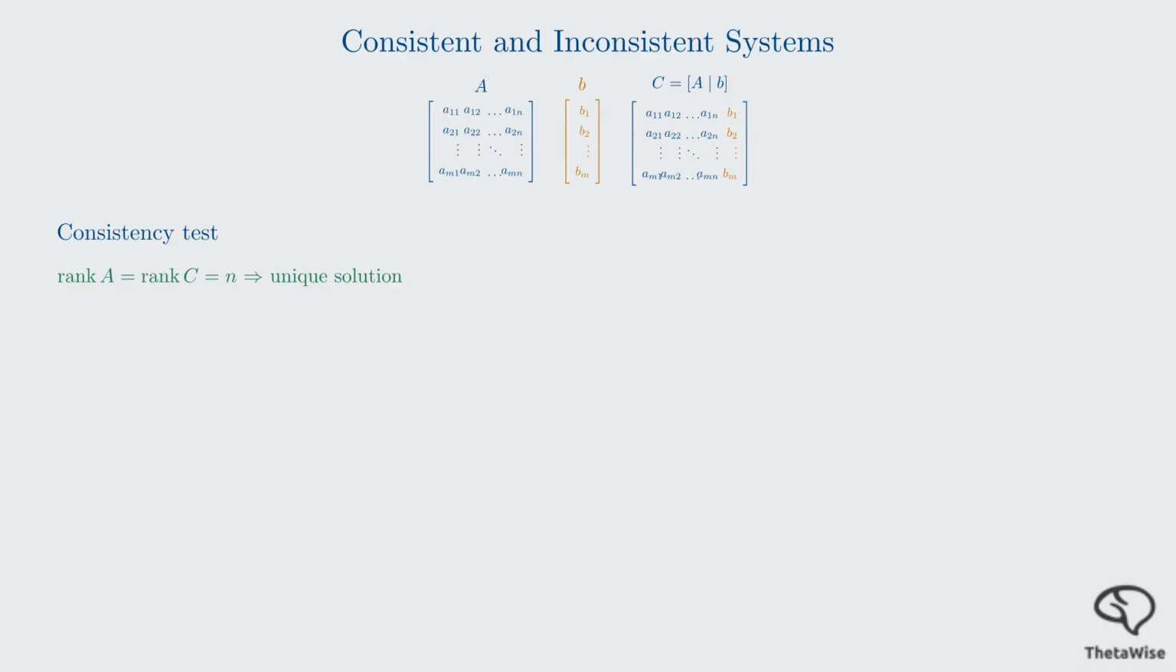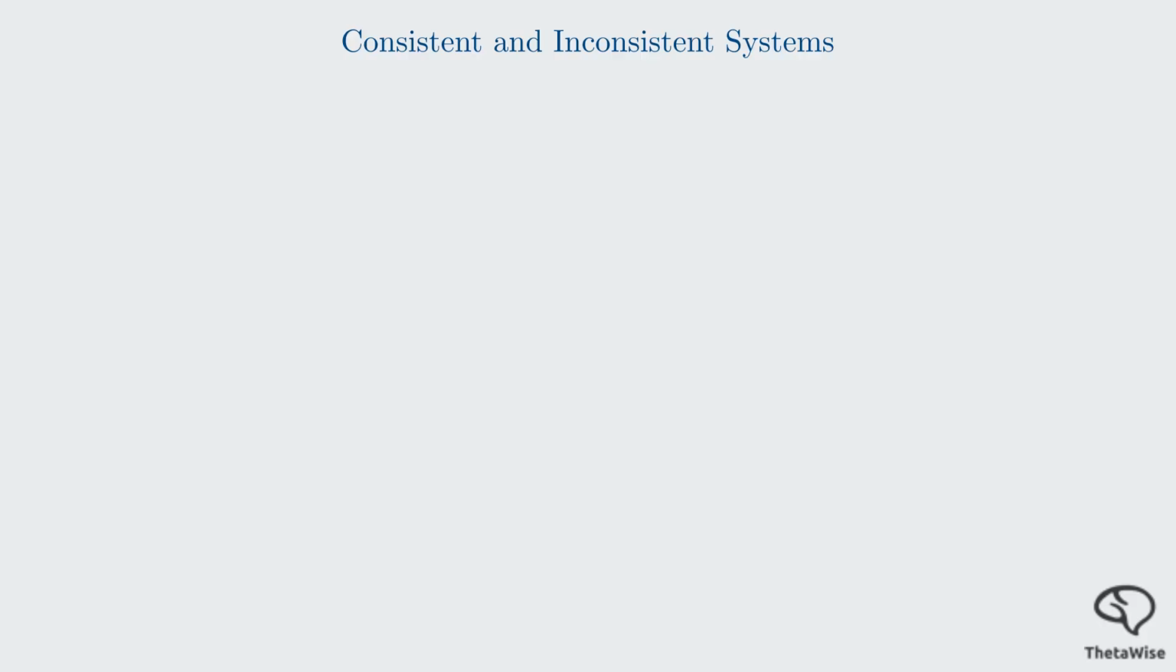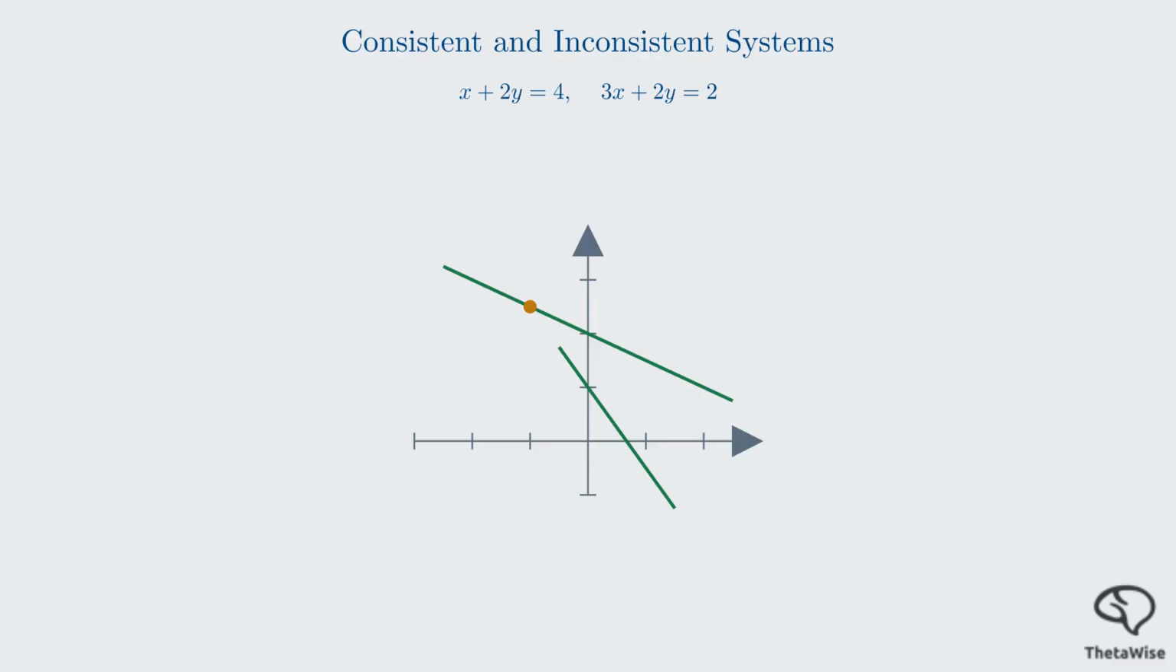If this common rank also equals the number of unknown variables, the solution is unique. If the common rank is smaller than the number of unknown variables, there are infinitely many solutions because at least one variable remains free. If rank A and rank C are different, the system is inconsistent and has no solution. The simplest two-variable examples make this visible.